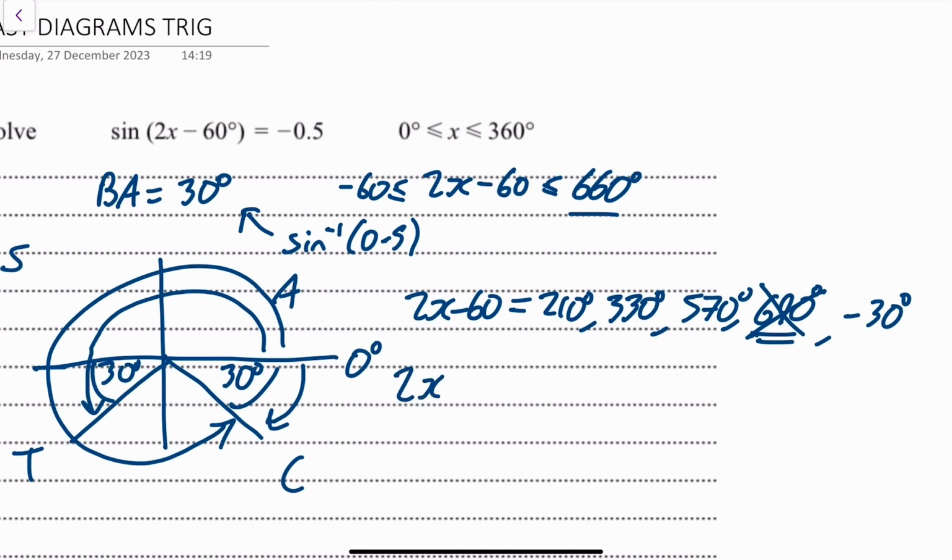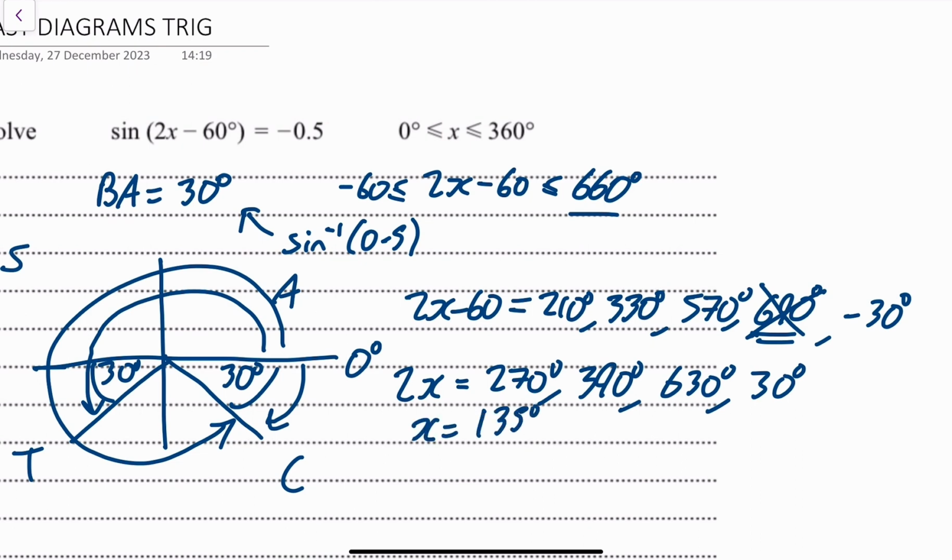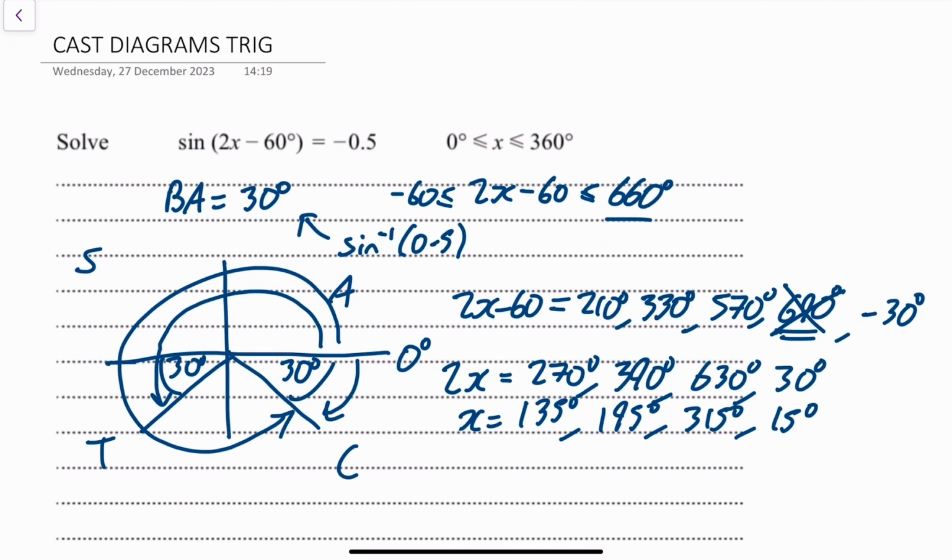Next thing you do, all of these, bring the minus 60 across, so add 60: you'll have 270, you'll have 390, you'll have 630, and you'll have plus 30 degrees. And then the last thing, divide them all by 2, so that's going to be 135, that's going to be 195, that's going to be 315, and that's going to be 15 degrees. And they should be your 4 answers.